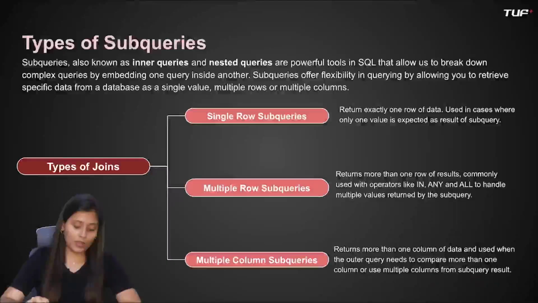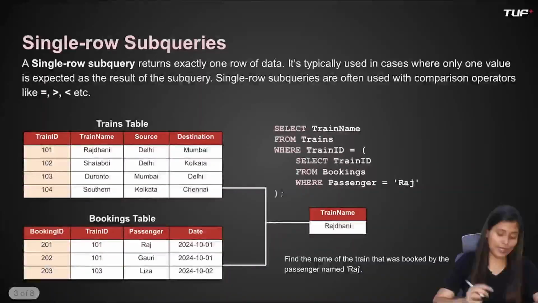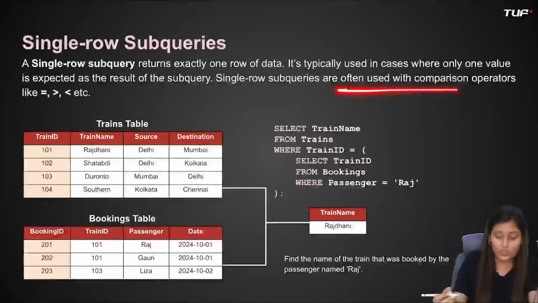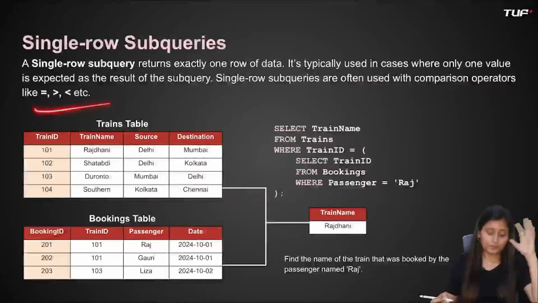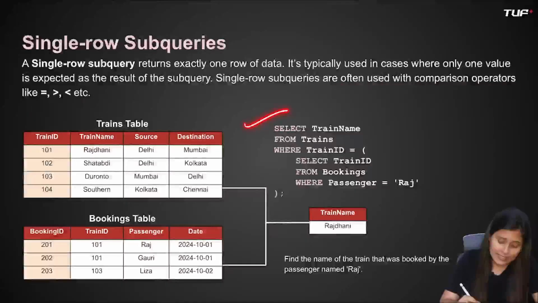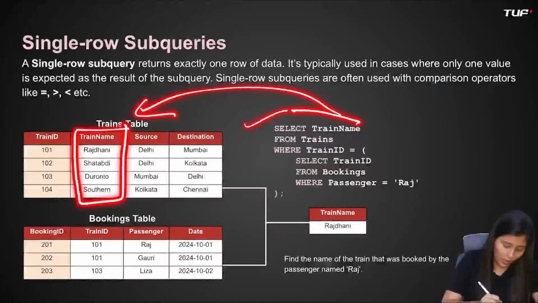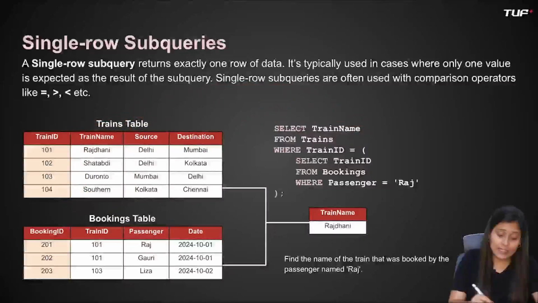So let's start with the different types of subqueries. First is single row. Single row subqueries return exactly one row of data. It's typically used in cases where only one value is expected as a result. Single row subqueries are often used with the comparison operator. Here we are selecting the train's name from the trains table. We are selecting the whole column, but as a single row subquery, it will give you only a single row as a result.